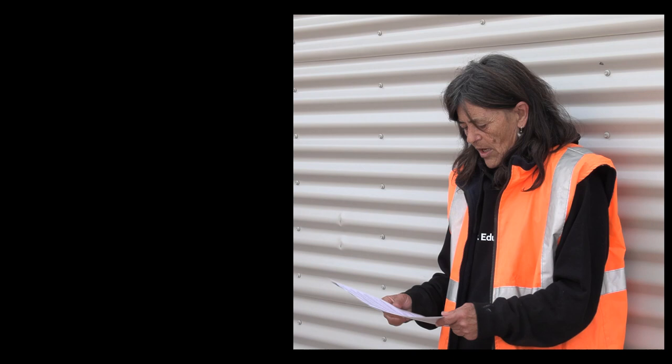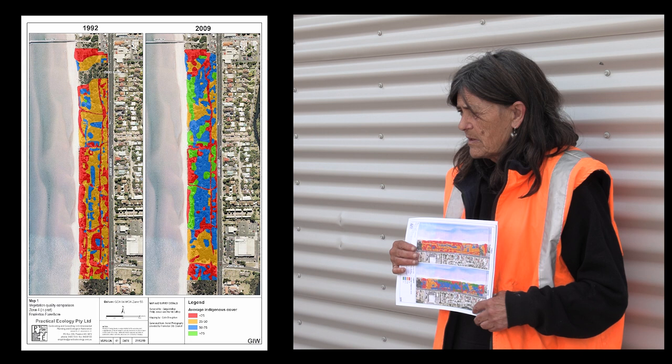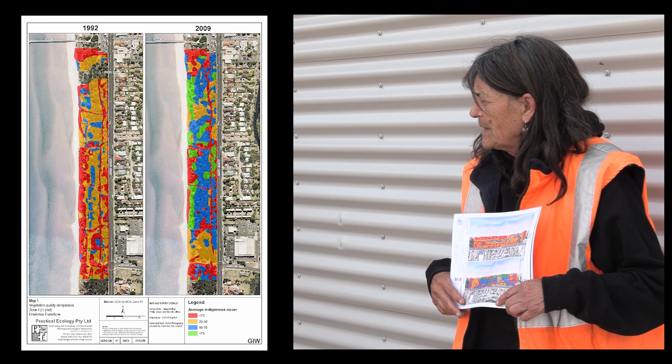So, site prioritisation. Now, this is a map I did of a section of Seaford foreshore. This is in 1992 and this is in 2009. This is before they started spraying the Smilax. It's gone backwards.